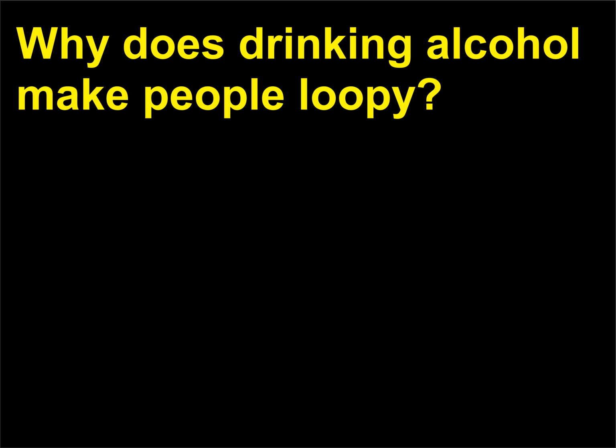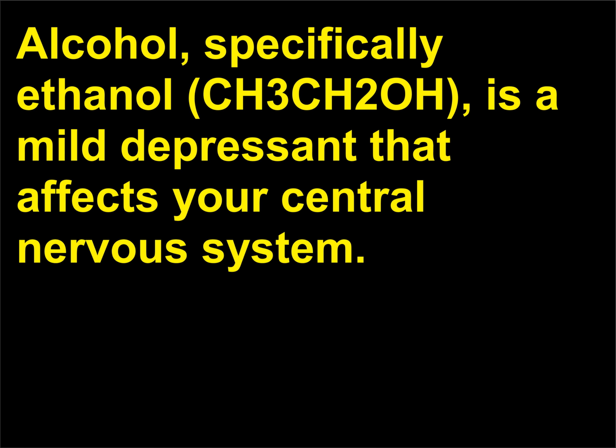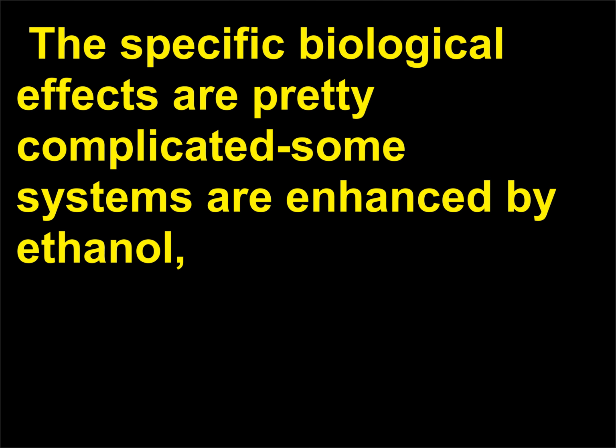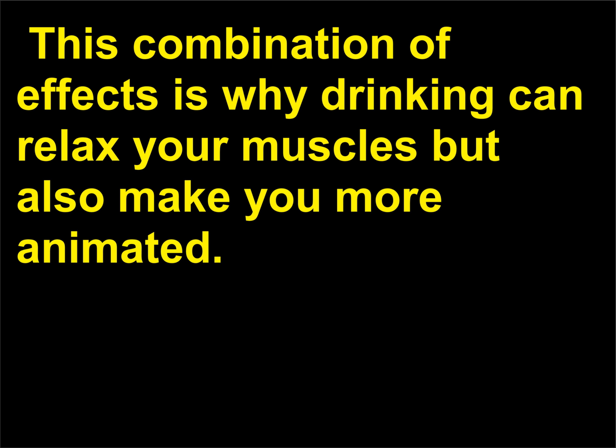Why does drinking alcohol make people loopy? Alcohol, specifically ethanol, CH3CH2OH, is a mild depressant that affects your central nervous system. The specific biological effects are pretty complicated. Some systems are enhanced by ethanol. Others are inhibited. This combination of effects is why drinking can relax your muscles but also make you more animated.